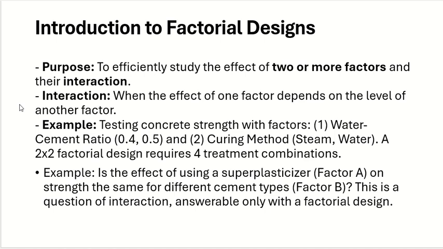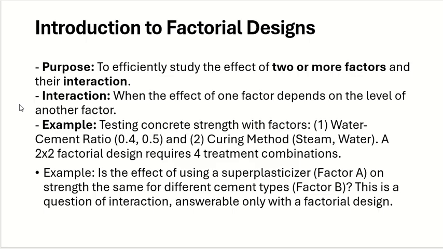Even if you keep the other variable the same. So this is what I mentioned now. We have the water cement ratio and we have the curing method. A 2 factorial design requires 4 treatment combinations. This is the design method.